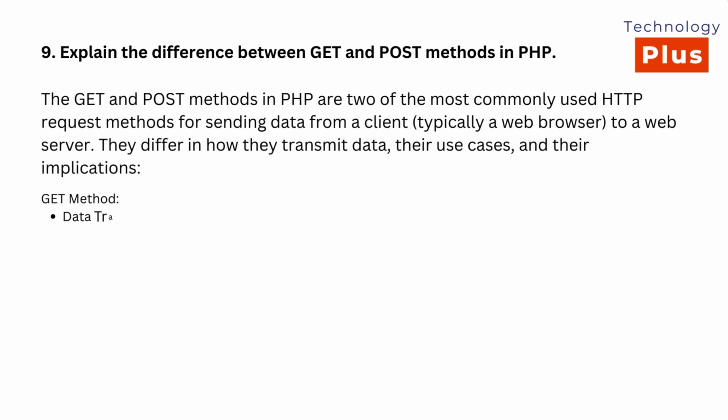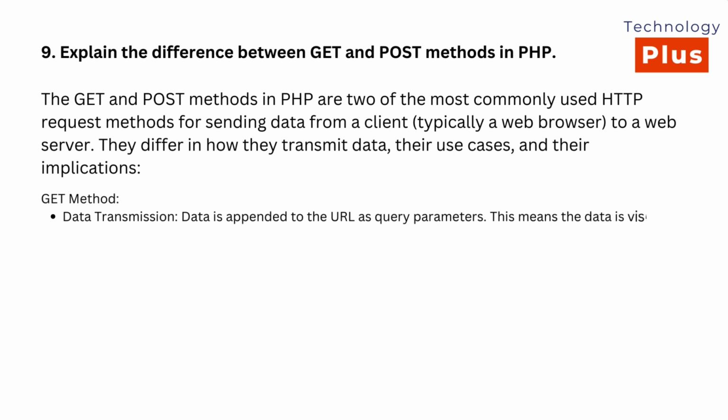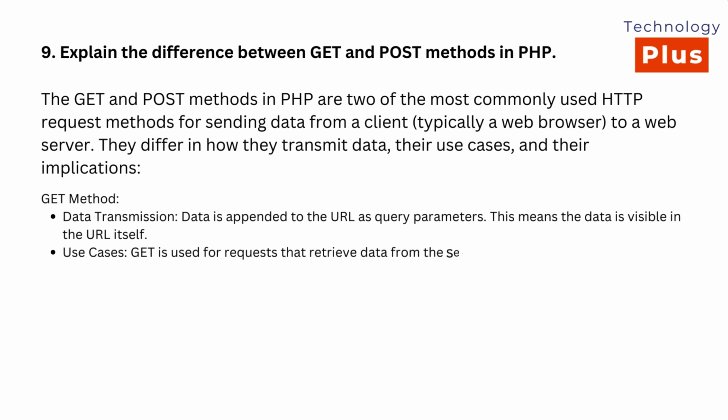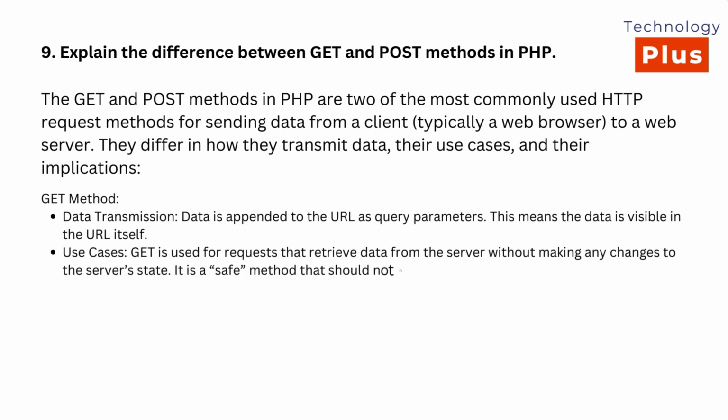GET method. Data transmission: data is appended to the URL as query parameters. This means the data is visible in the URL itself. Use cases: GET is used for requests that retrieve data from the server without making any changes to the server's state. It is a safe method that should not have any side effects.